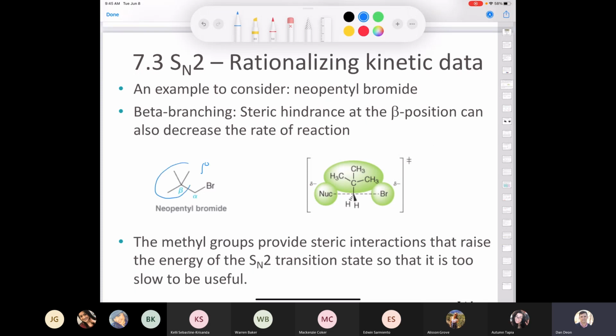Why? Because you have so much branching on the beta carbon that it just makes it too sterically hindered for an SN2 reaction to occur, right? You see, you get this big old tert-butyl group here. It's just too in the way for an SN2 reaction to occur.